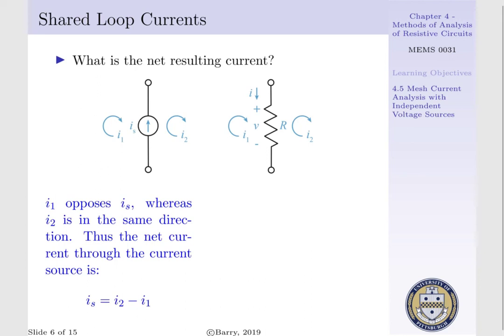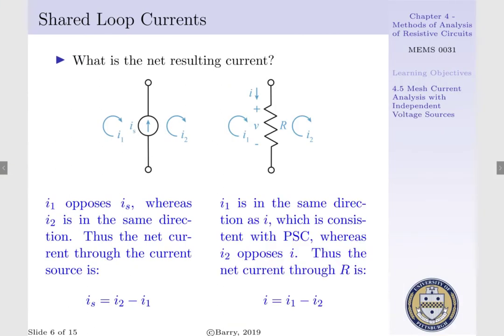Now say we have a resistor that shares 2 mesh currents, I1 and I2. If we draw a current I going through a resistor and apply a voltage potential consistent with our passive sign convention, we see that I1 is in the same direction as I, where I2 opposes I. Thus, our net current through a resistor can be expressed as I1 less I2.